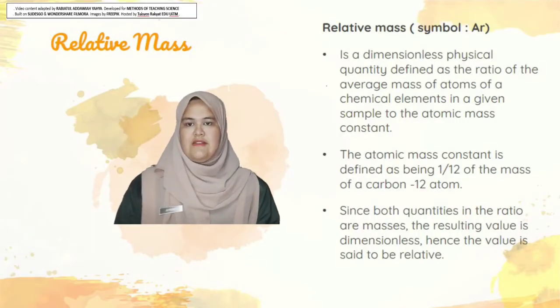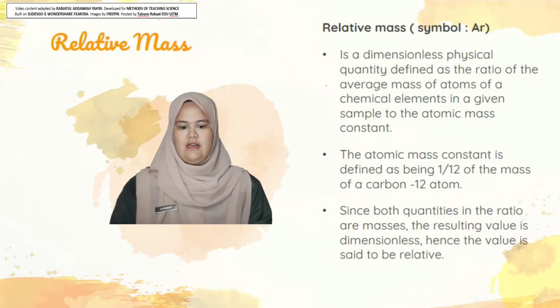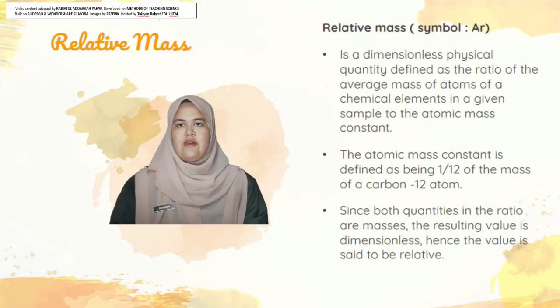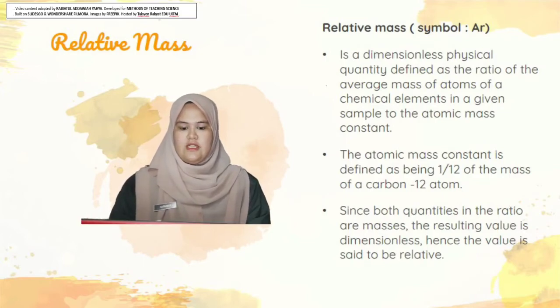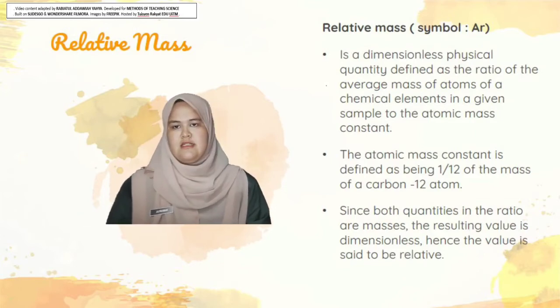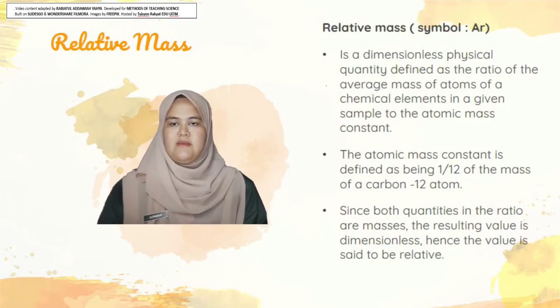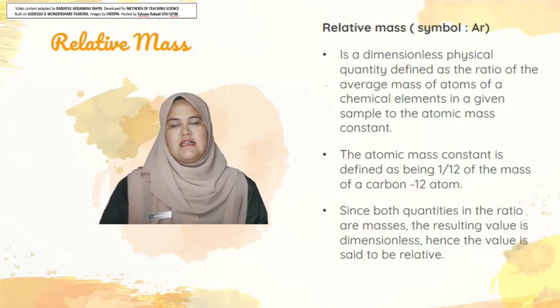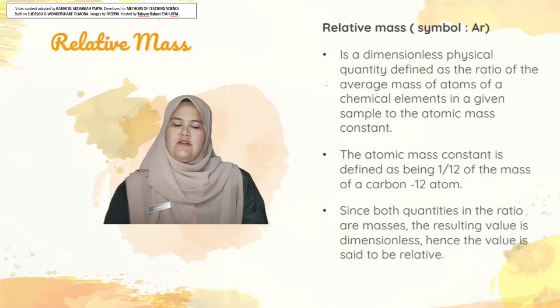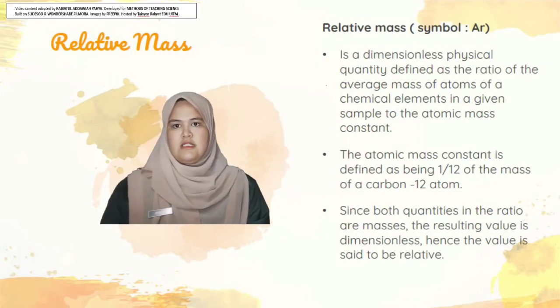Alright, the relative mass, or the symbol is Ar, is a dimensionless physical quantity defined as the ratio of the average mass of atoms of a chemical element in a given sample to the atomic mass constant. The atomic mass constant is defined as being 1/12 of the mass of a carbon-12 atom. Since both quantities in the ratio are masses, the resulting value is dimensionless. Hence, the value is said to be relative.